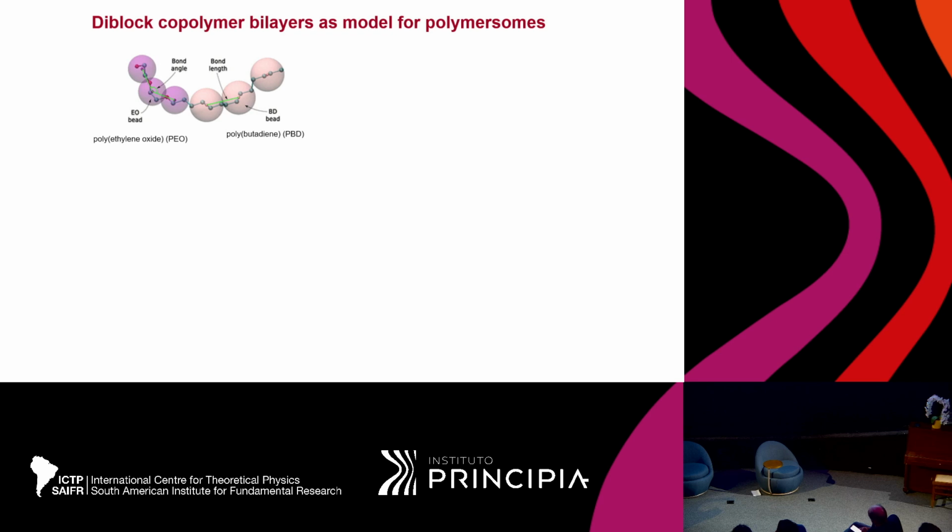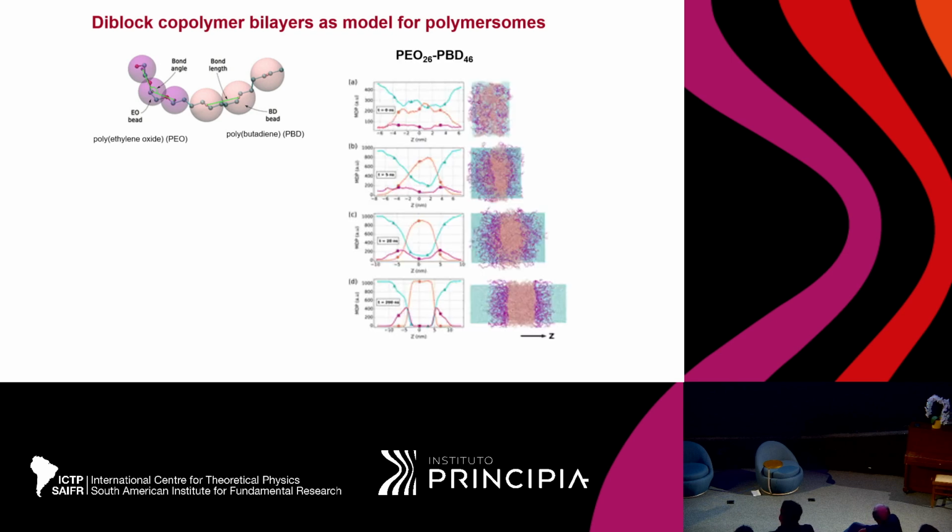Okay, we start from a coarse-grained model. We map each unit, each monomer, into a bead, for PEO, polyethylene oxide, and polyethylene butadiene. And we start from a completely messy simulation. We put randomly all the block copolymers and the water, and we look at the self-assembly. And we found that we got a self-assembly of a lipid bilayer.